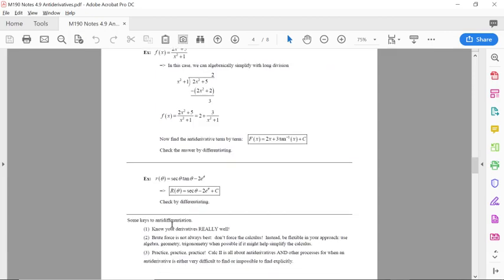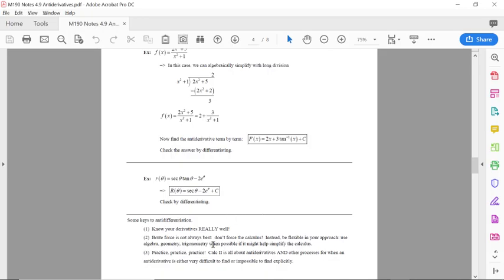Some keys to antidifferentiation: know your derivatives really well. The basic rules of differentiation, know those well, and know the catalog of the derivatives of different functions as you're used to seeing, so that you can find the antiderivatives. And check your answer. Take the derivative of your answer to make sure you're getting back the original function. And always remember to put the plus c for a general antiderivative as well.